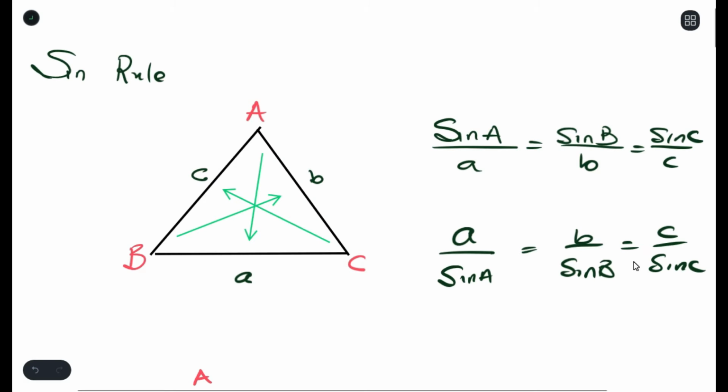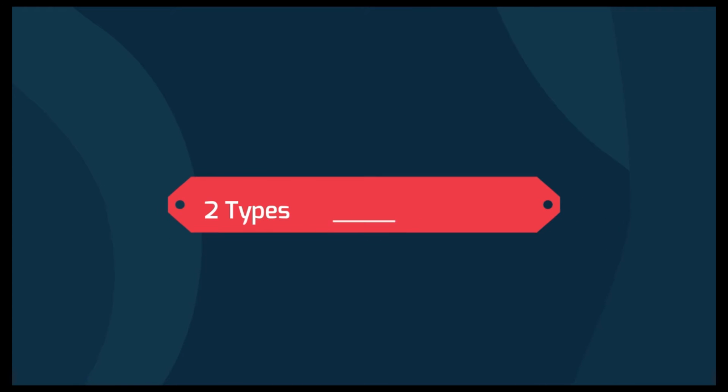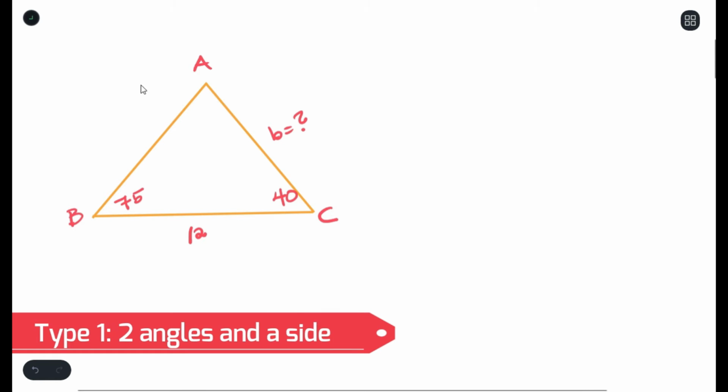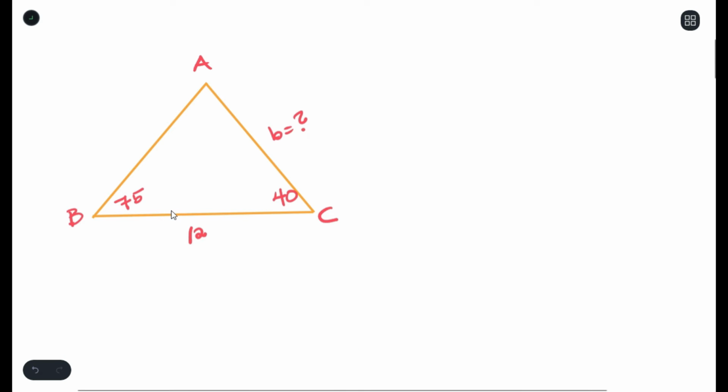The next thing that we need to figure out here is how do we apply our sine rule? In which sort of questions are we expected to use sine rule? So the first way to use sine rule is when you have questions that have two angles and one side. Then sine rule can definitely be applied.